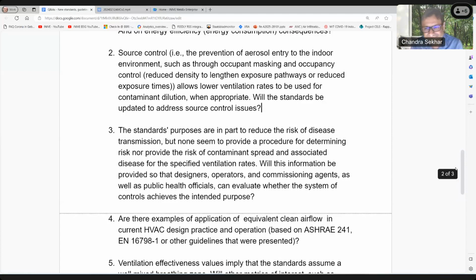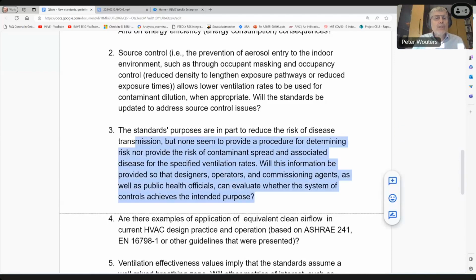Okay. Another question, so the standards purposes are in part to reduce the risk of disease transmission, but none seem to provide the procedures for determining risk, nor provide the risk of contaminant spread and associated disease for specified ventilation rates. Will this information be provided so that designers, operators, and commissioning agents, as well as public health officials, can evaluate whether the system of controls achieves the intended purpose?